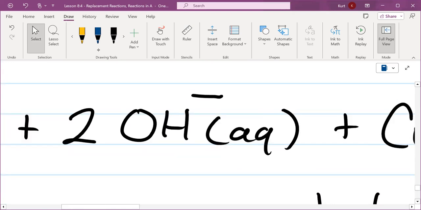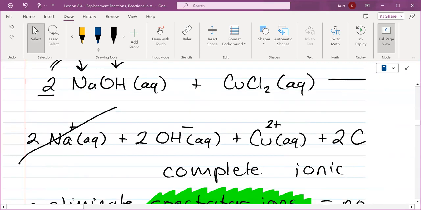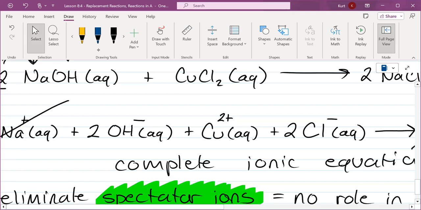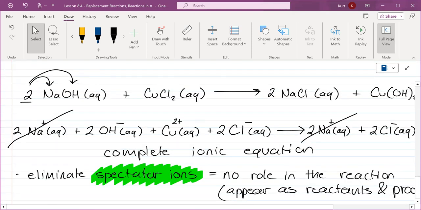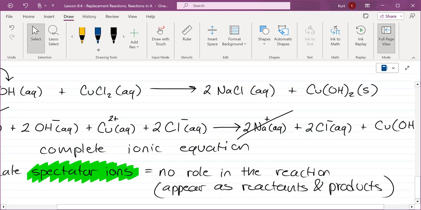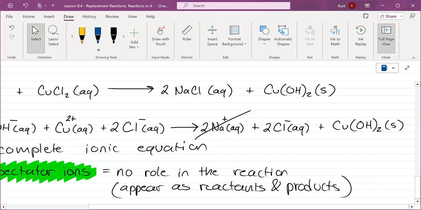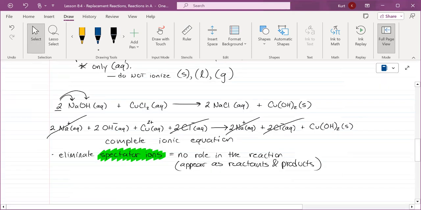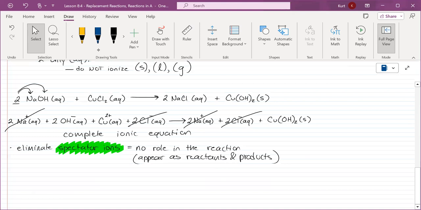I'll rephrase it a little bit better. Do you see 2 ions of hydroxide as an aqueous state? Do you see that on the product side? No, you don't. So you leave that alone. Go to copper 2. Do you see aqueous copper 2 on the product side? No. Do you see 2 ions of aqueous chloride on the product side? Yes, cross that out. You have eliminated your spectators.